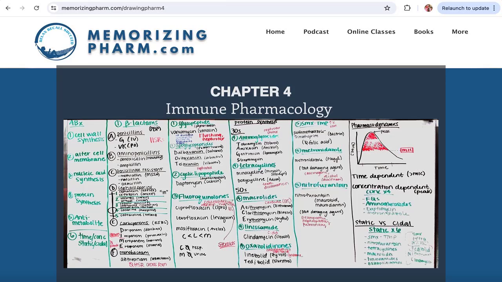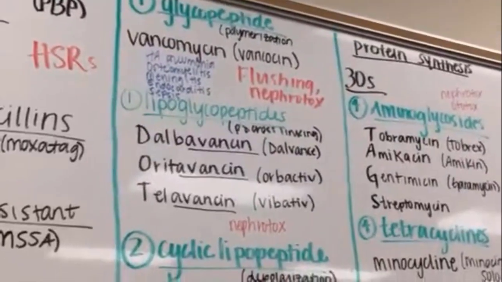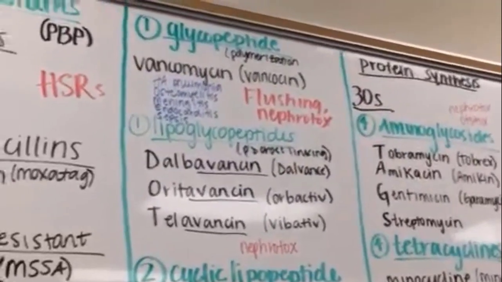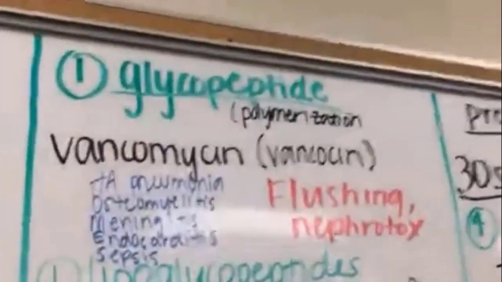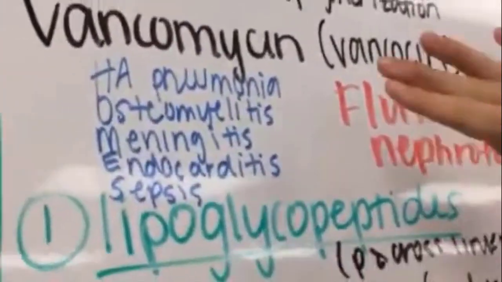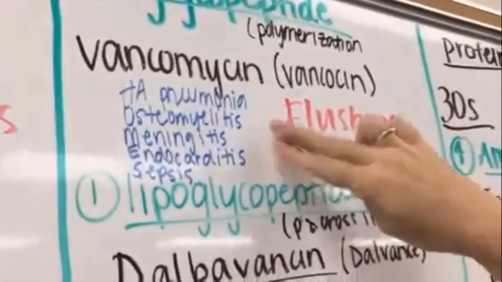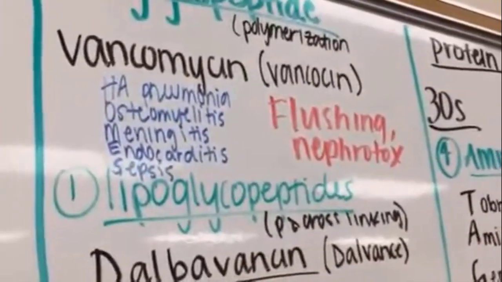All right, we are in the second part of our immune pharmacology presentation, and again, you can find the JPEG that goes along with this at memorizingpharm.com/drawingpharm, PHARM 4. Okay, this is part 2 of the antibiotic review, and we will be going into, first, the specific indications that you can use vancomycin for.